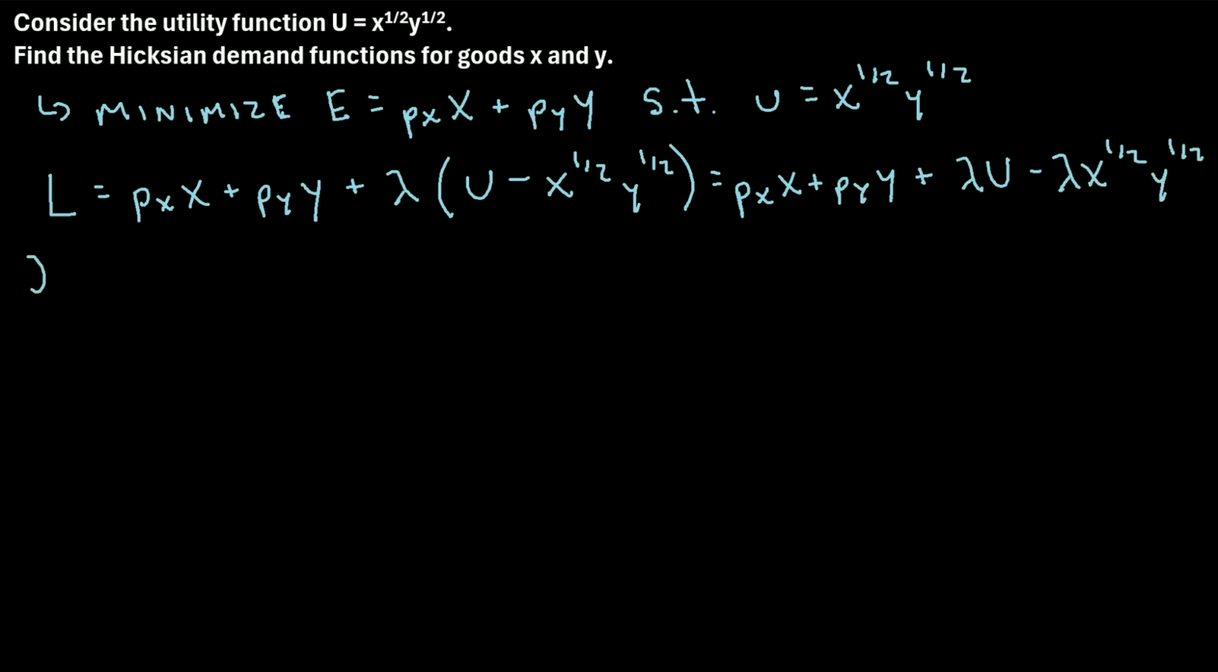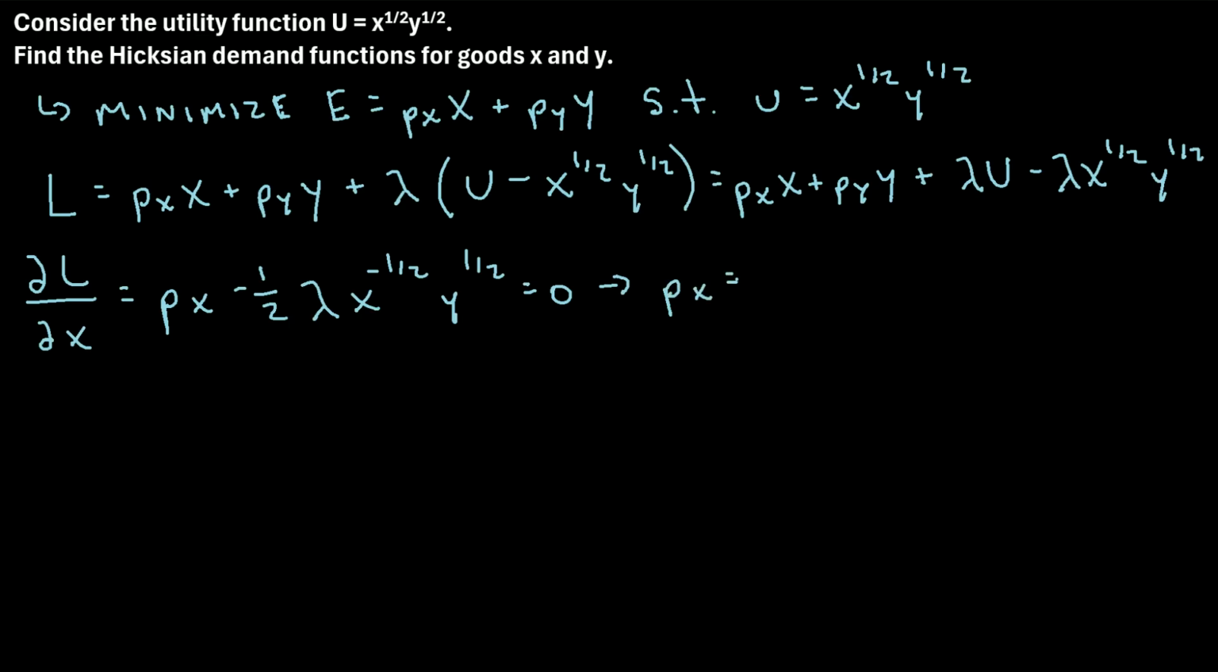We will start by first taking the derivative of the Lagrangian with respect to x. The derivative of the first term is the price of x, plus the other term that has x in it, whose derivative with respect to x is minus 1/2 times lambda x to the negative 1/2 times y to the 1/2. We set it equal to 0 and solve for the price of x. So the price of x is equal to 1/2 lambda times x to the negative 1/2 times y to the 1/2.